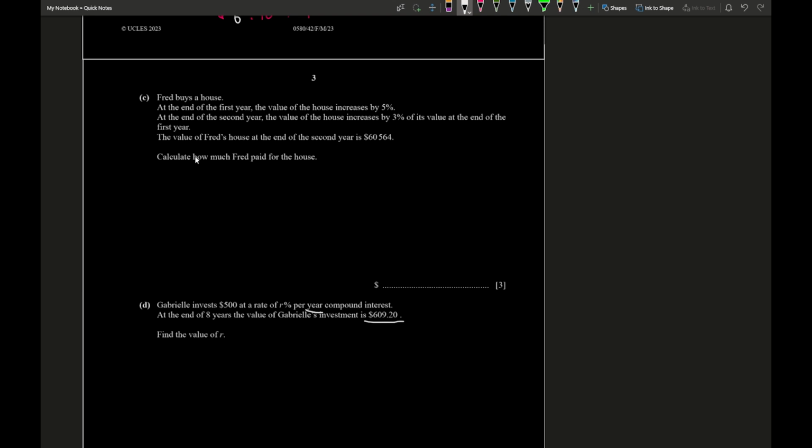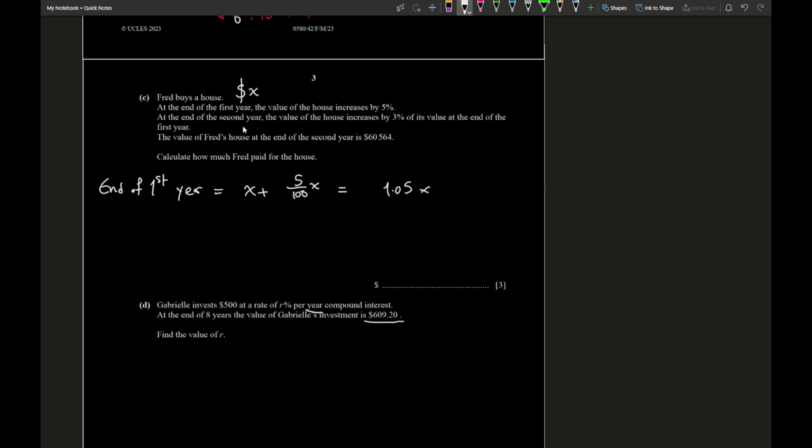فتعال نقول مثلا that the price of the house, Fred bought the house for X amount of dollars. Okay, so X amount of dollars. We look at the end of the first year, the value of the house increases by 5%. How do we write the price of the house at the end of the first year in terms of X? Well, okay, تعال نكتب هنا end of first year is equal to X plus the amount that it has increased by. So 5 over 100, 5%, X. So this is equal to 1.05x.